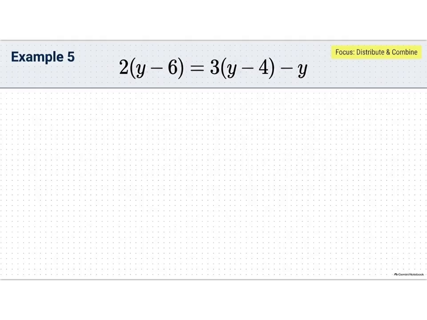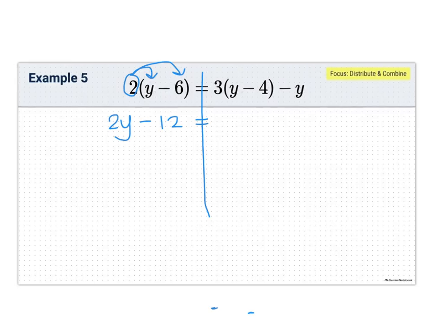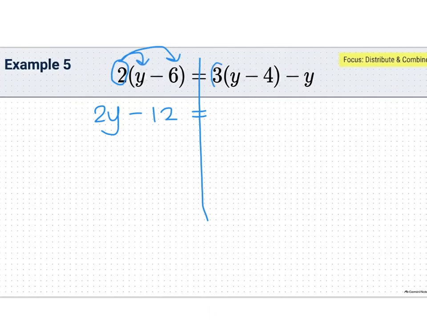Okay, this next problem is dealing with a double distribution and variables on both sides. So let's start with the distribution on the left. This 2 I'm going to multiply by the y and by the -6. So 2 times y is 2y. And 2 times -6 is a -12. And then on the other side of the equal sign, this 3 is being distributed because it is right before the parentheses.